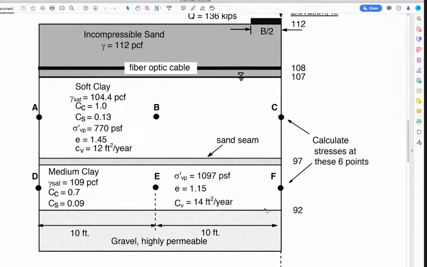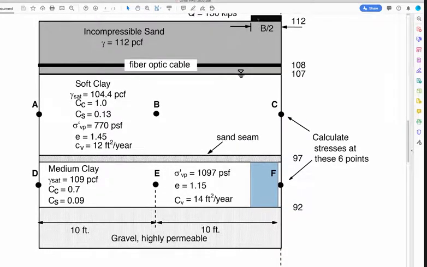Separately from that, you'll also make a calculation of the settlement of this layer, the soft clay layer. And you might have 3 inches for this and, for instance, 1 inch here. And that would mean that the foundation will settle 4 inches because it's settling for both of those.